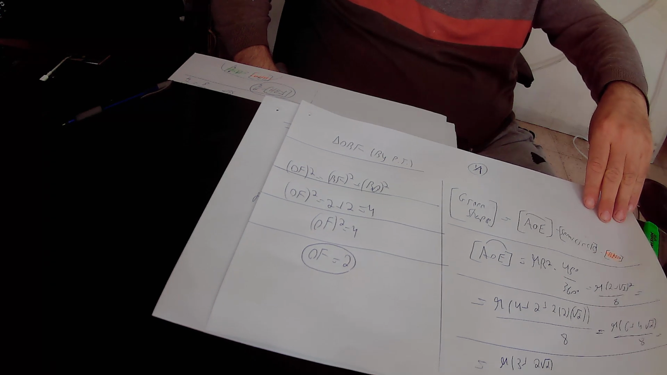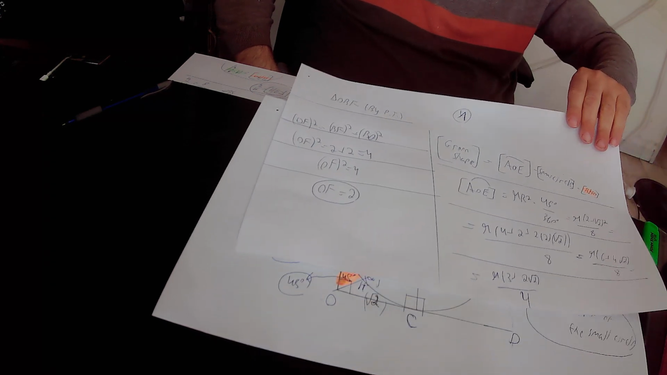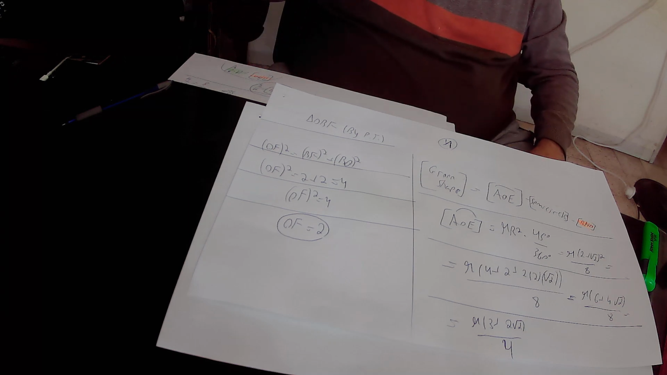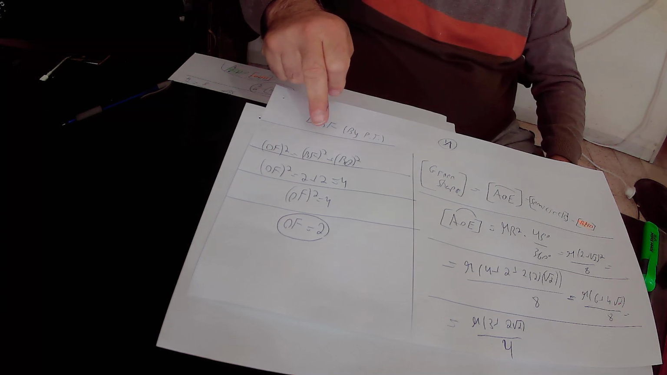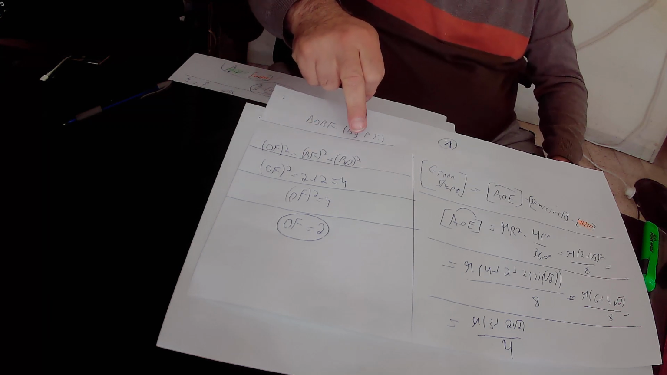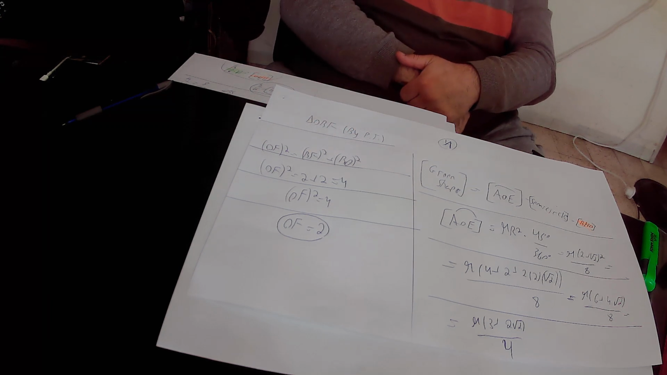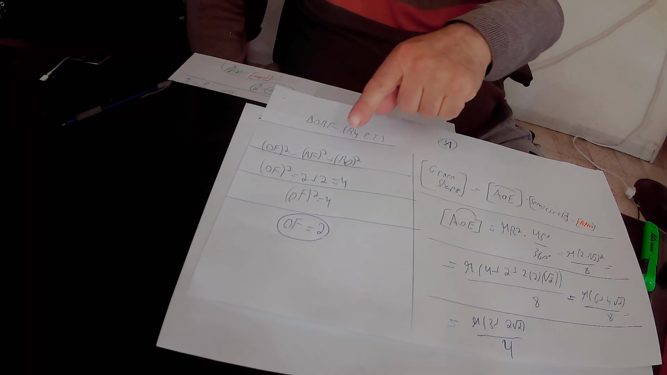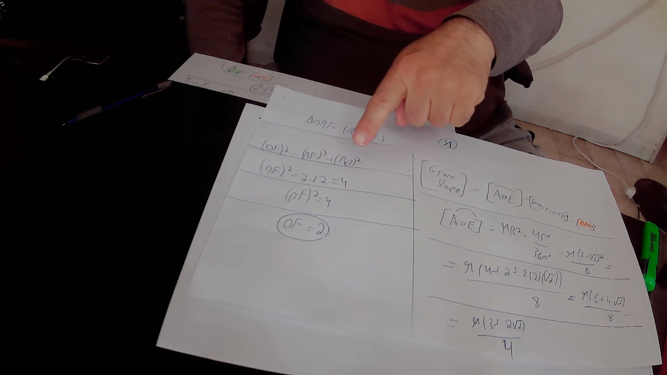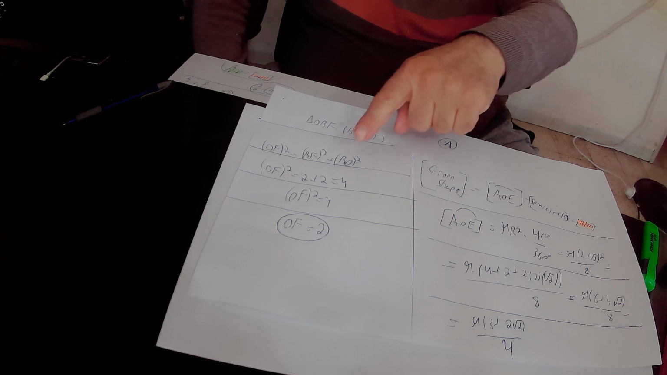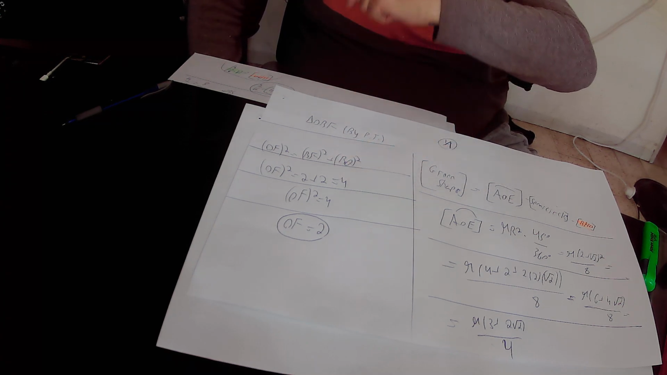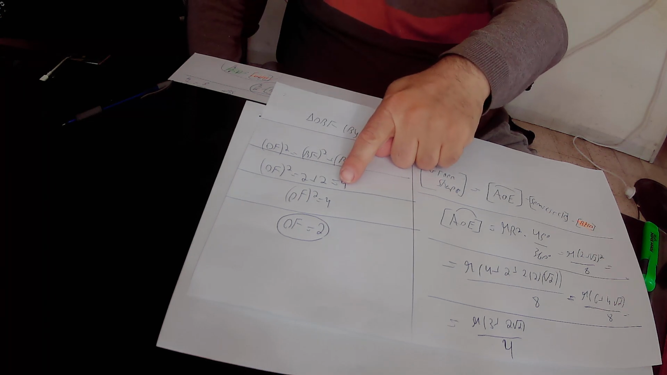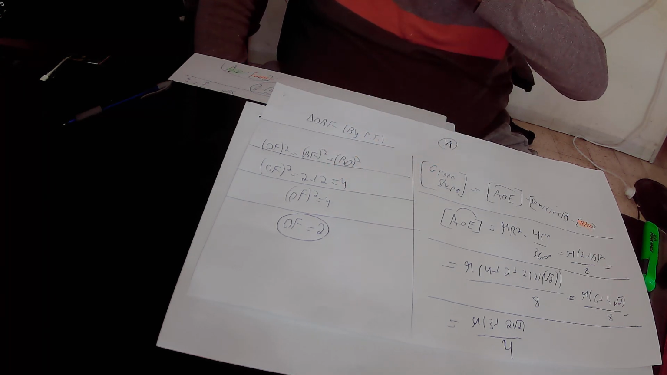So here we have FB is square root of 2, therefore FB square is square root of 2 squared, that is 2, plus BO squared. BO is also square root of 2, therefore BO square is square root of 2 squared, that is 2. So in total, OF squared equals 2 plus 2, that is 4. OF squared equals 4, and finally we found out that OF equals the square root of 4, that is 2.